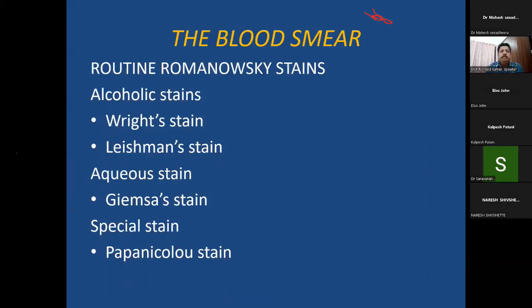The blood smear can be stained by different stains. Alcoholic stains can be used, such as Wright stain, Leishman stain, etc. Aqueous stains can be used, such as Giemsa stain. Then special stains such as Papanicolaou stain can also be used. Then Field stain A and Field stain B are there. That's also good and very easy. It takes only 45 seconds to stain the blood smear. The blood smear should be tongue-shaped and thin. And with this, I am concluding the hematology portion, the blood smear.